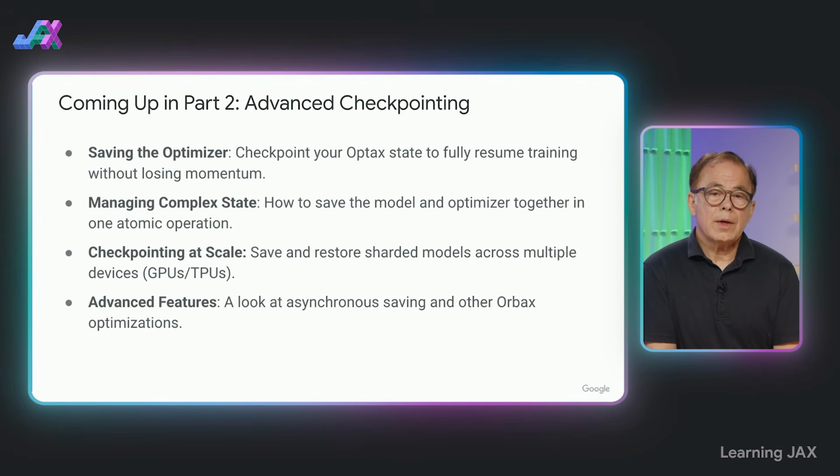So far, we've successfully saved and restored the parameters of a simple NNX model. This is the fundamental building block of any checkpointing strategy. But what about a real training loop? You're not just saving model weights. You also need to save the state of your optimizer to resume training exactly where you left off. And what happens when your model gets so large it needs to be trained across multiple GPUs or TPUs?